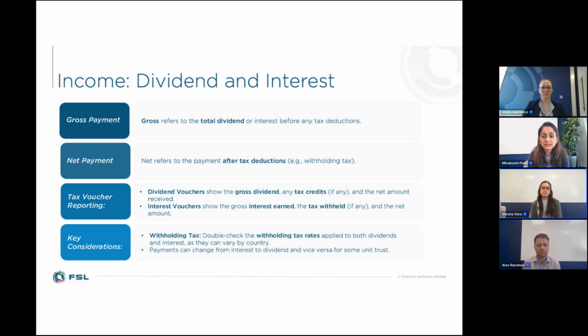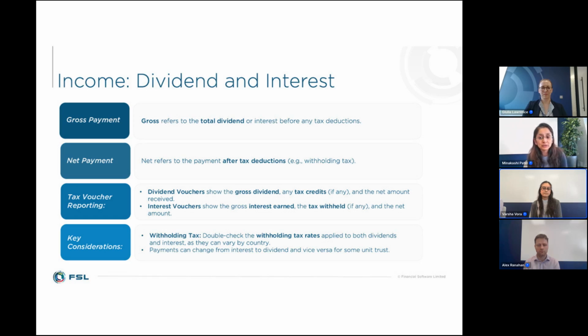I thought it was worthwhile reiterating certain things surrounding dividends and interest, and the terminology. Don't forget, gross payment does refer to gross payment. It is the gross total dividend or interest before any tax is deducted. And the gross UK interest amount cannot be reduced by fees or commissions. We got this question asked a number of times by a number of clients, so just to reiterate, the gross is literally the gross. Don't include your fees or commissions in there.